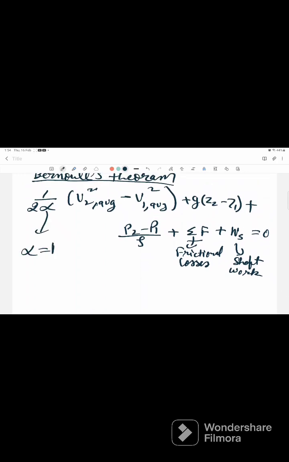Alpha is 1 for turbulent flow. Alpha is equal to 2 for laminar flow.